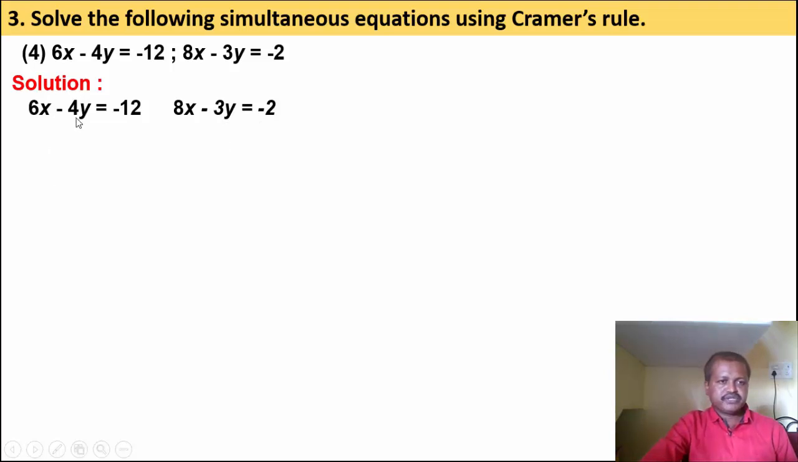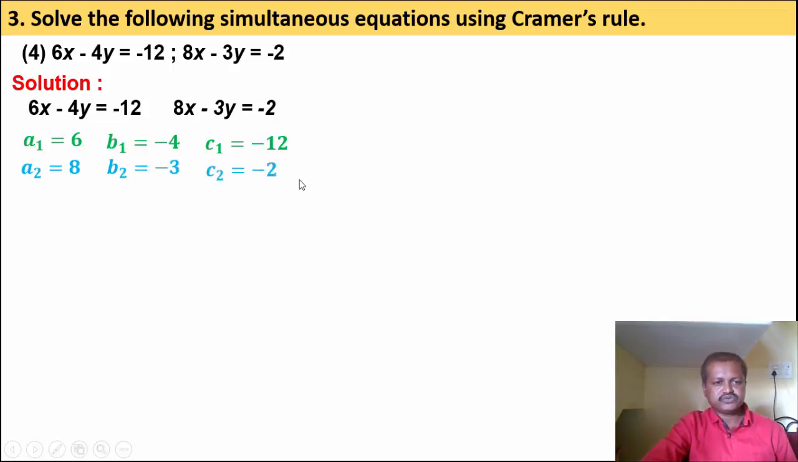Now the first equation you compare as a1x plus b1y is equal to c1. So write the value for a1, it is 6, for b1 write minus 4 and for c1 write minus 12. Now the second equation you compare as a2x plus b2y is equal to c2. So the value for a2 is 8, the value for b2 is minus 3, and the value for c2 is minus 2.